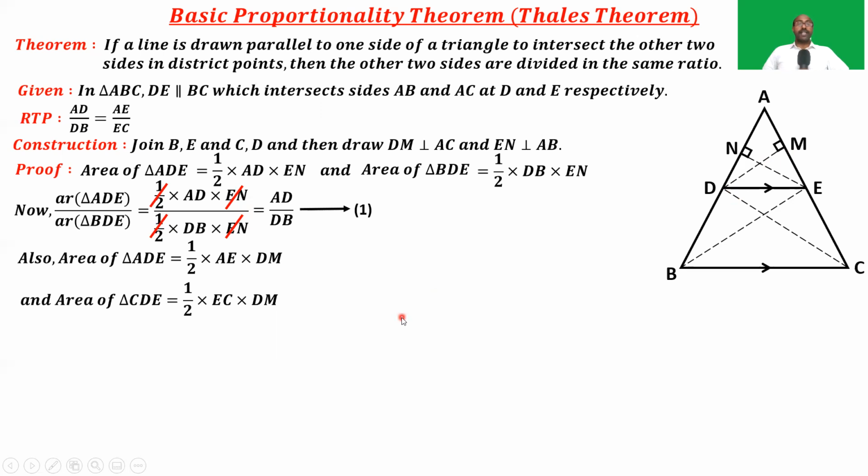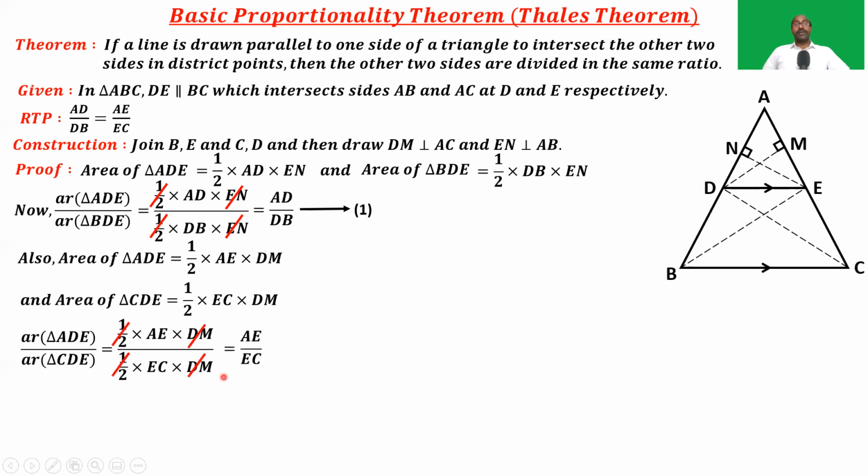Again, find the ratio of area of triangle ADE and area of triangle CDE. We have half into AE into DM by half into EC into DM. So here also we can cancel halves and DM in numerator and denominator. And we remain with AE by EC. So take it as equation 2.